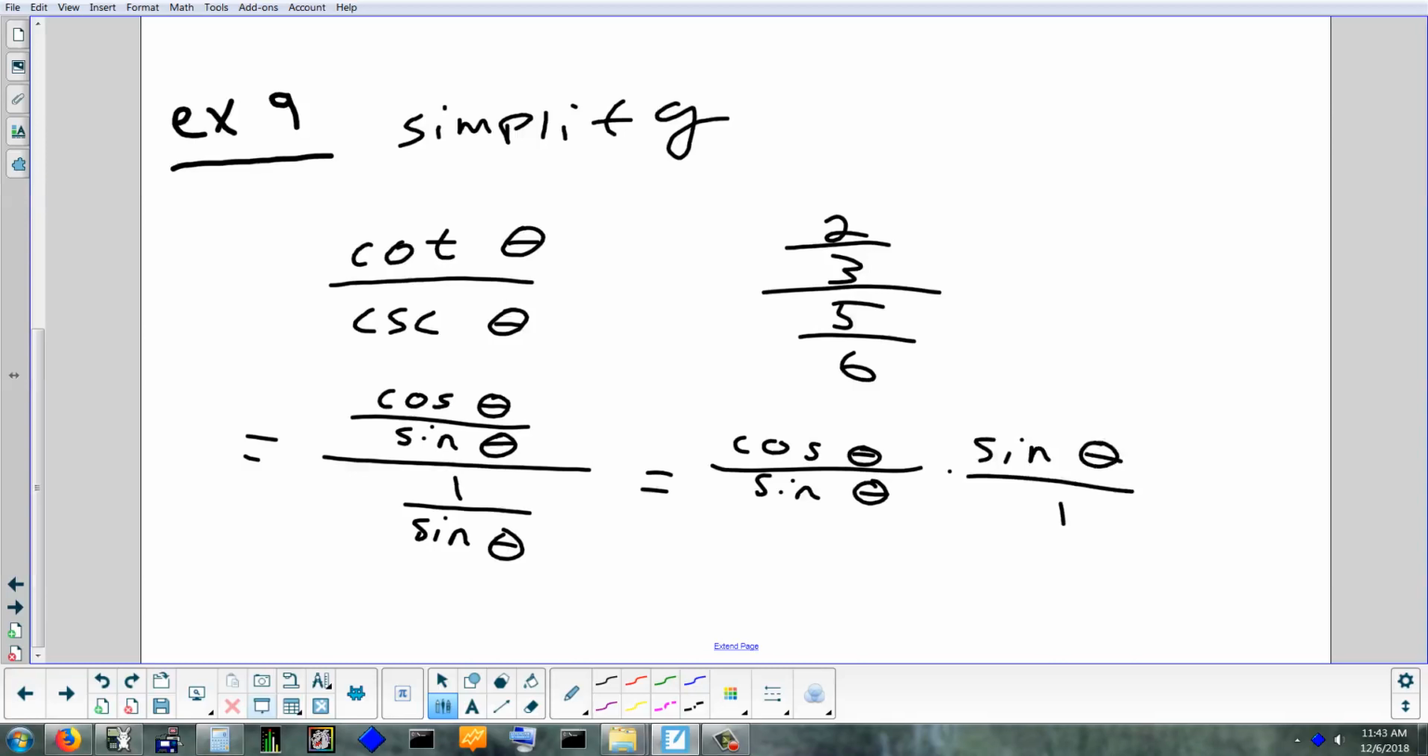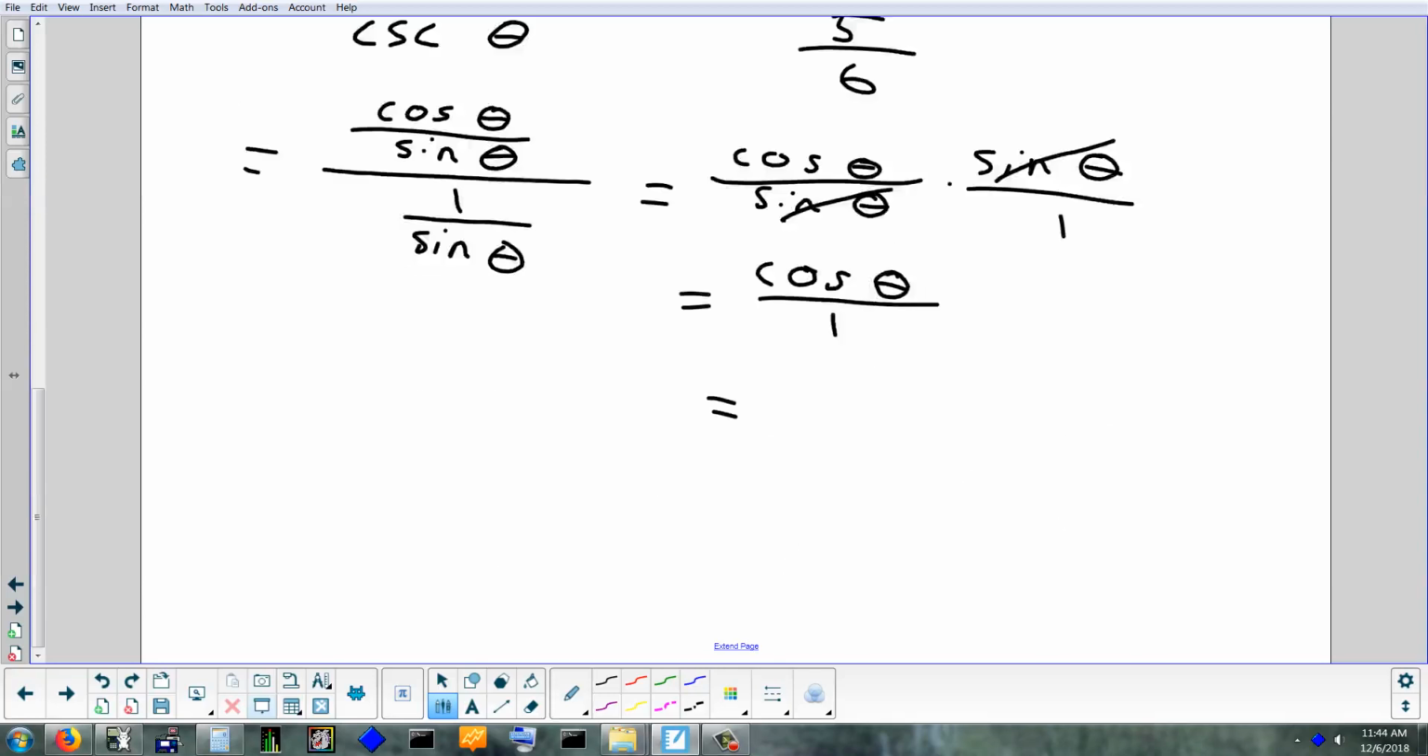Okay. We have two fractions. Are we multiplying them together? Yep. Do we have the same thing in the top and the bottom? Yes. What's in the top cancels out. You're left with cosine in the top. You're left with 1 in the bottom. But cosine over 1 is just cosine.